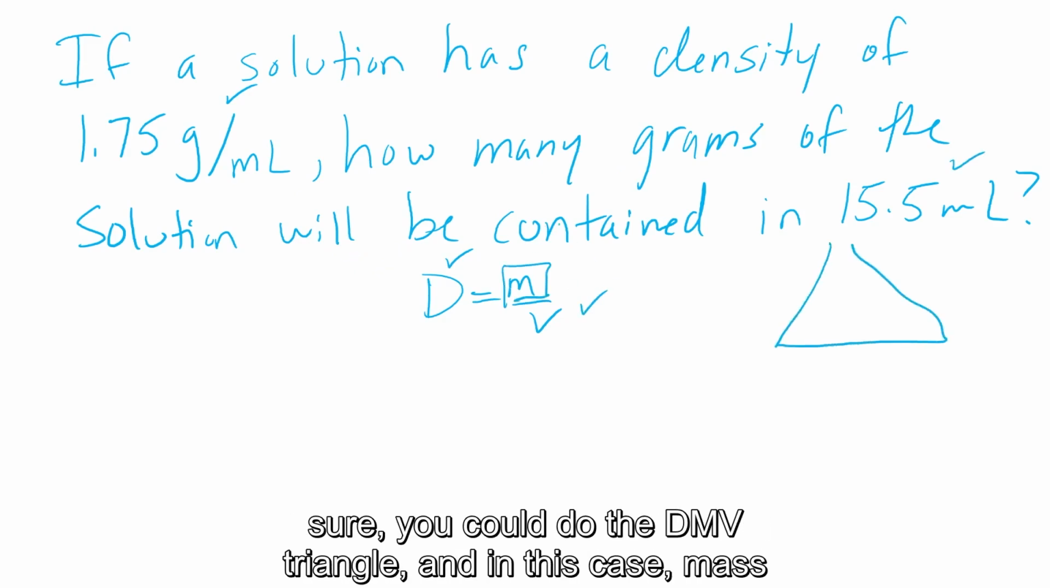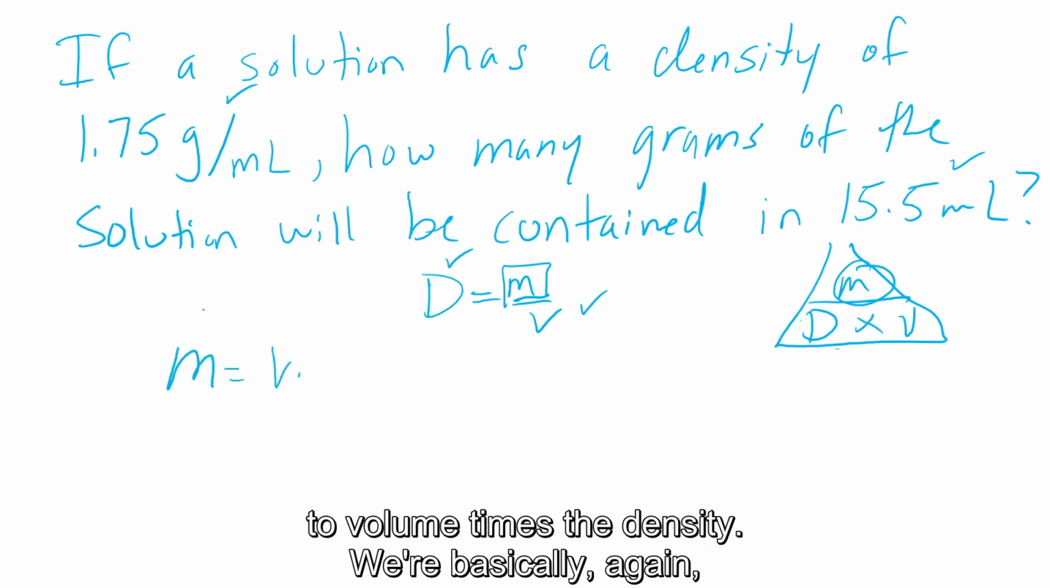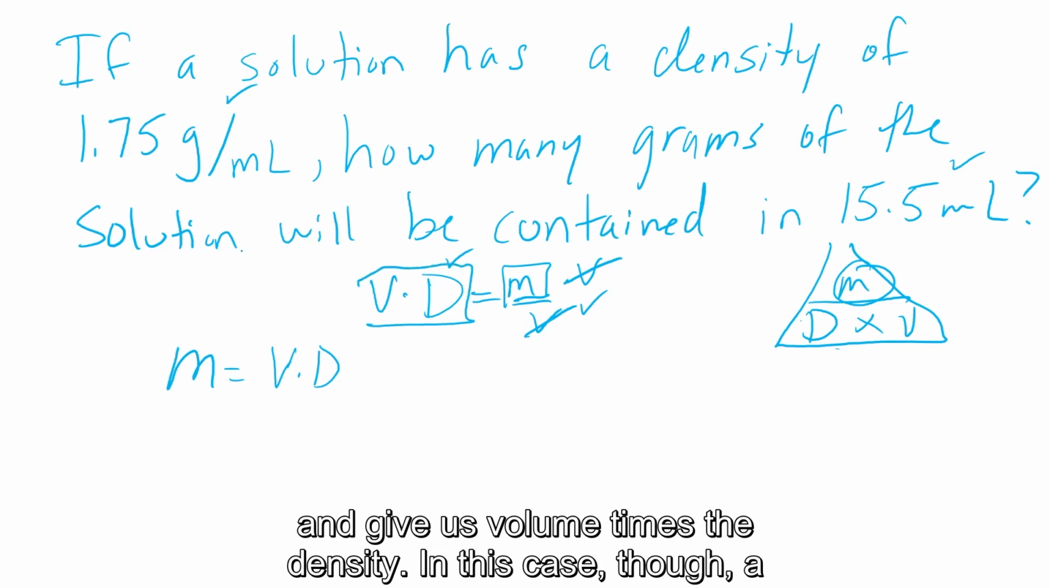Remember, if you're not sure, you could do the DMV triangle. And in this case, mass would be density times volume. So mass is equal to volume times the density. We're basically, again, multiplying the volume to each side. They're going to cancel and give us volume times the density.